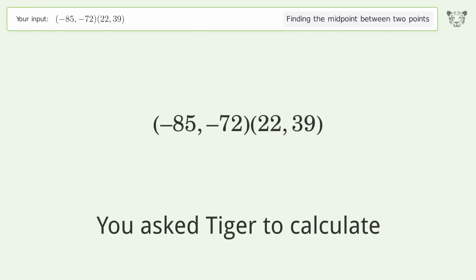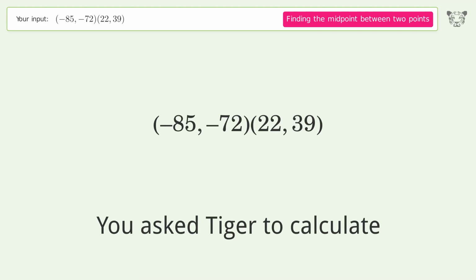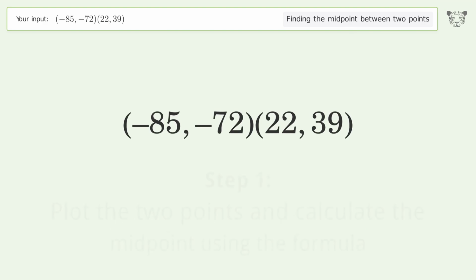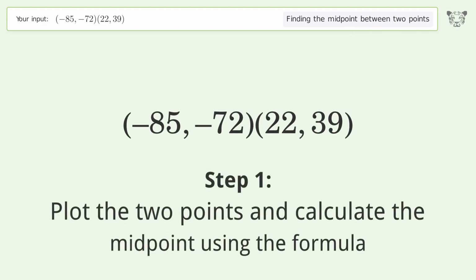You ask Tiger to calculate. This deals with finding the midpoint between 2 points. The midpoint between the 2 points is negative 31.5, negative 16.5. Let's solve it step by step. Plot the 2 points and calculate the midpoint using the formula.